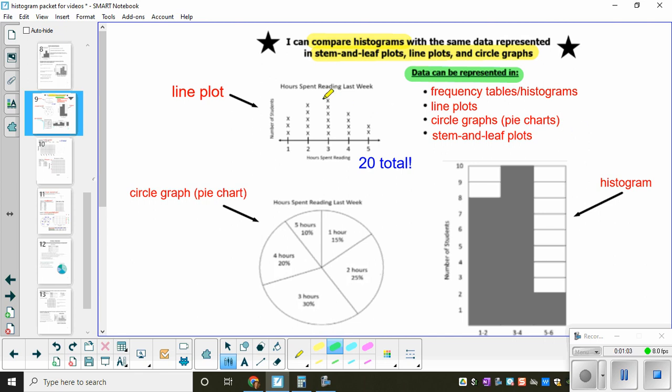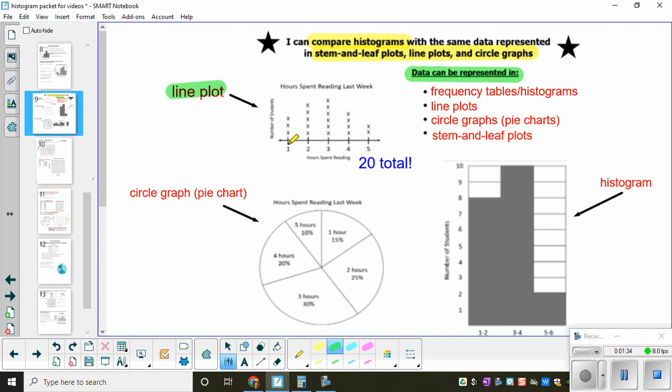Now, the first thing I've got here on this page is some examples, so you can put your pencil down for right now and just watch this part. What I've got here is an example of a line plot, and all we show on a line plot is the number of times something happens. It looks like we're looking at the number of hours spent reading last week. Down here we have hours spent reading, and the height shows the number of students. For example, we have 1, 2, 3 students right here who only read for 1 hour last week.